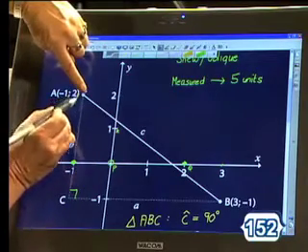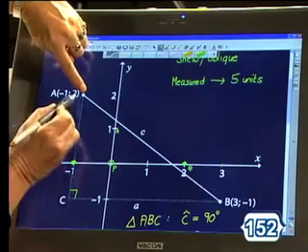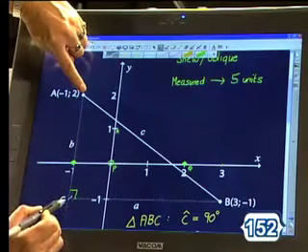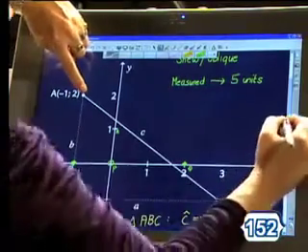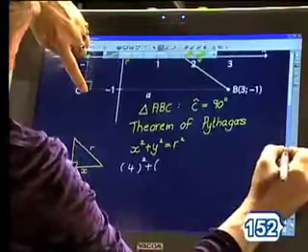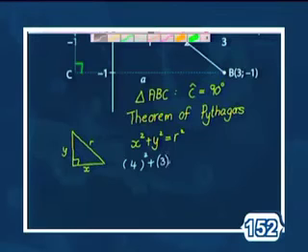Or if I went from 2 down to -1, I would be moving down 3 units. But whether I move up or down, it's still 3 units long. So my y value is going to actually be 3. And so substituting that in, I'm getting 4 squared and 3 squared is equivalent to r squared.